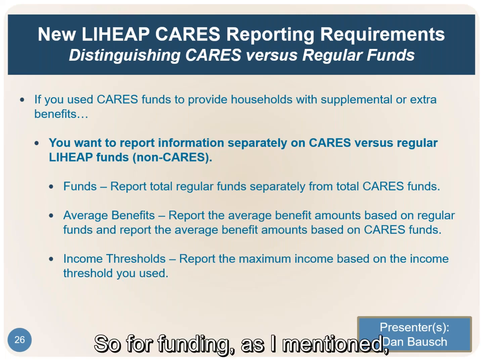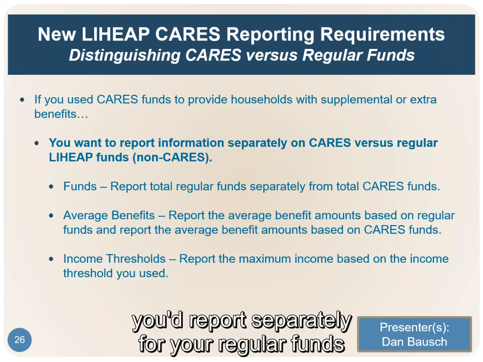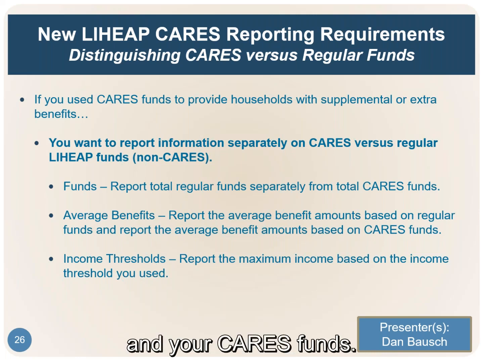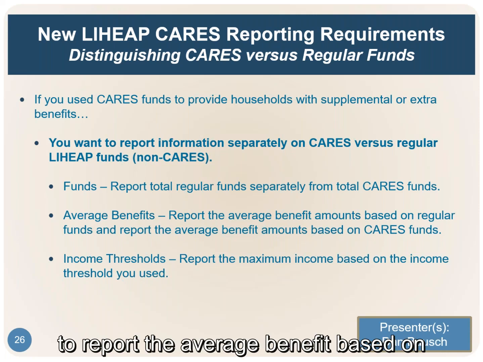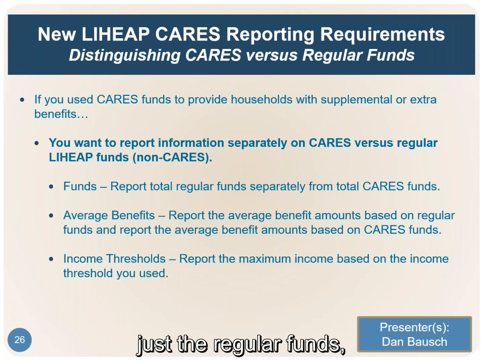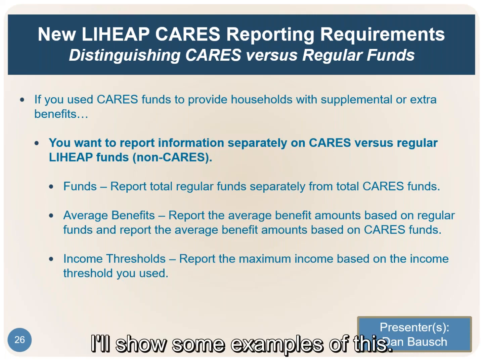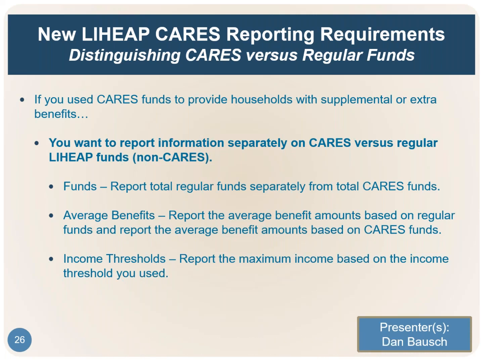So for funding, as I mentioned, you report separately for your regular funds and your CARES funds. For average benefits, you're going to need to report the average benefit based on just the regular funds, and then the average benefit based on the CARES funds. I'll show some examples of this.